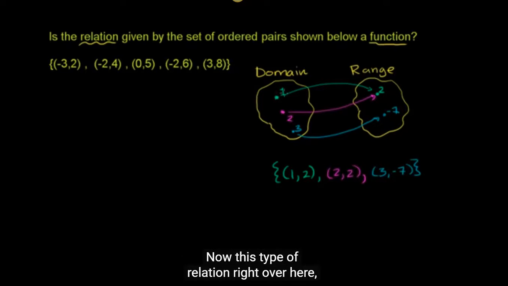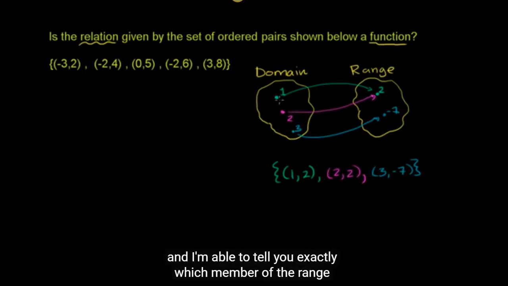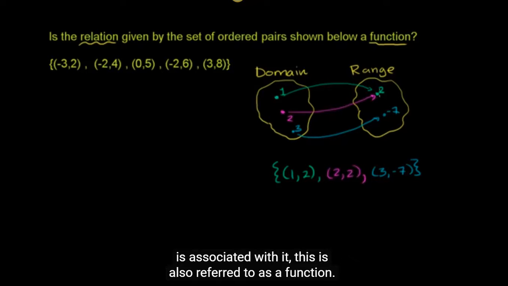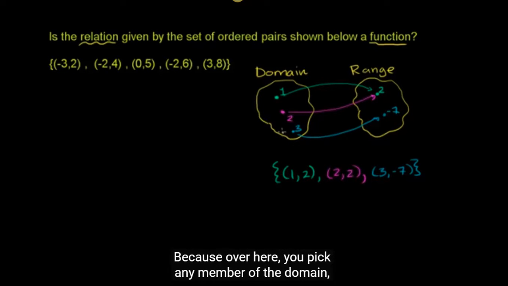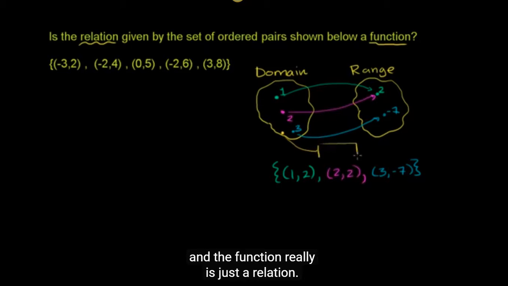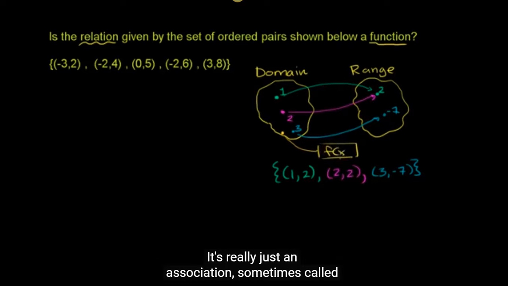Now this type of relation right over here, where if you give me any member of the domain and I'm able to tell you exactly which member of the range is associated with it, is also referred to as a function. And in a few seconds I'll show you a relation that is not a function. Because over here you pick any member of the domain, and the function really is just a relation. It's really just an association, sometimes called a mapping, between members of the domain and particular members of the range.